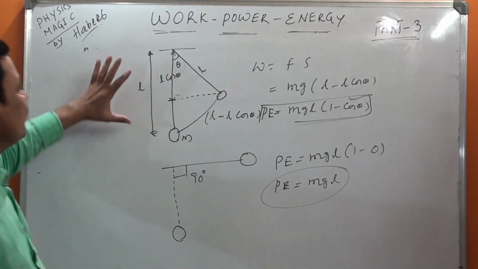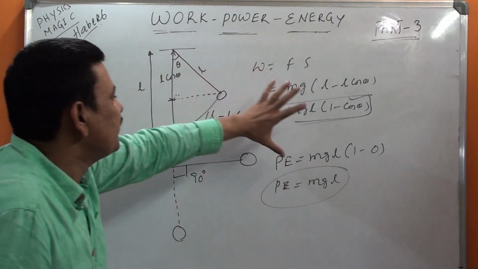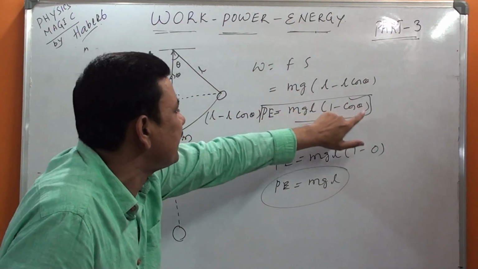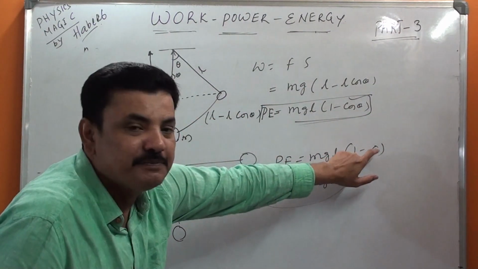I hope you understood. These are very important concepts here. You just remember this and you can easily solve mgL into 1 minus cos theta. Then if you make it perfectly horizontal, cos 90 becomes 0.